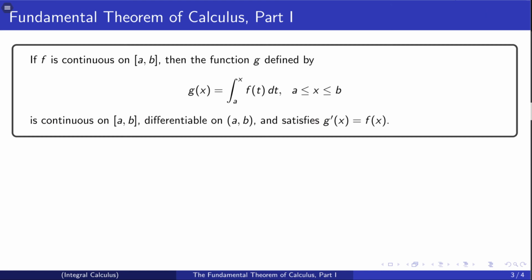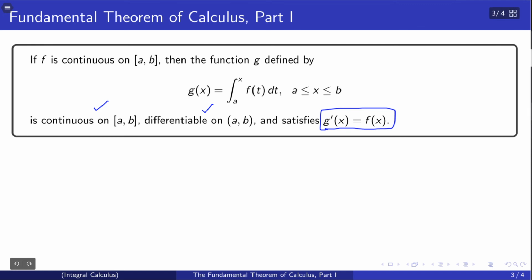So it turns out that if you start with a function f that's continuous on a to b, and put it inside an integral from a to x, and define a new function that depends on x in that way, as we did on the previous page, then this new function g, we know quite a bit about it. We know it's continuous on the closed interval from a to b, it's differentiable on the open interval from a to b, and also the fact that we ended with on the previous slide, g prime of x is equal to f of x.